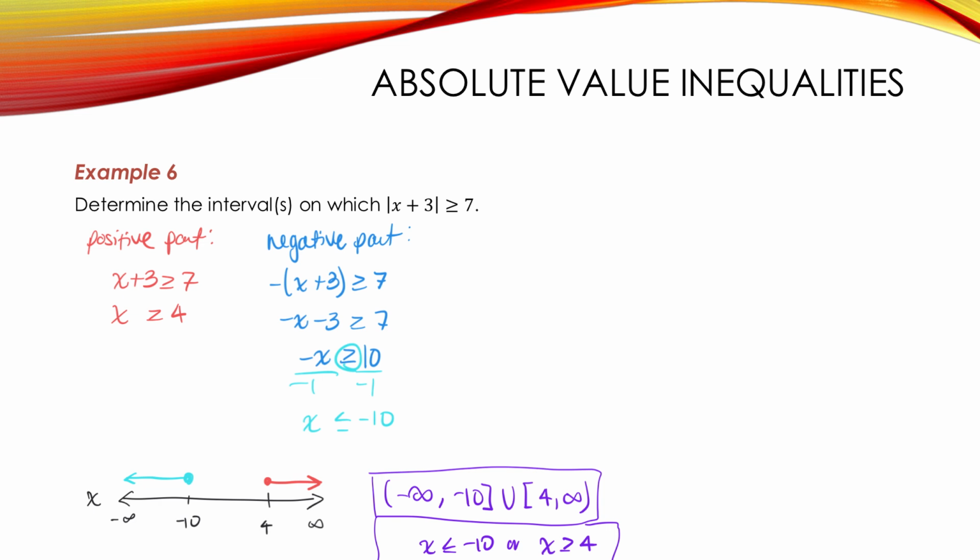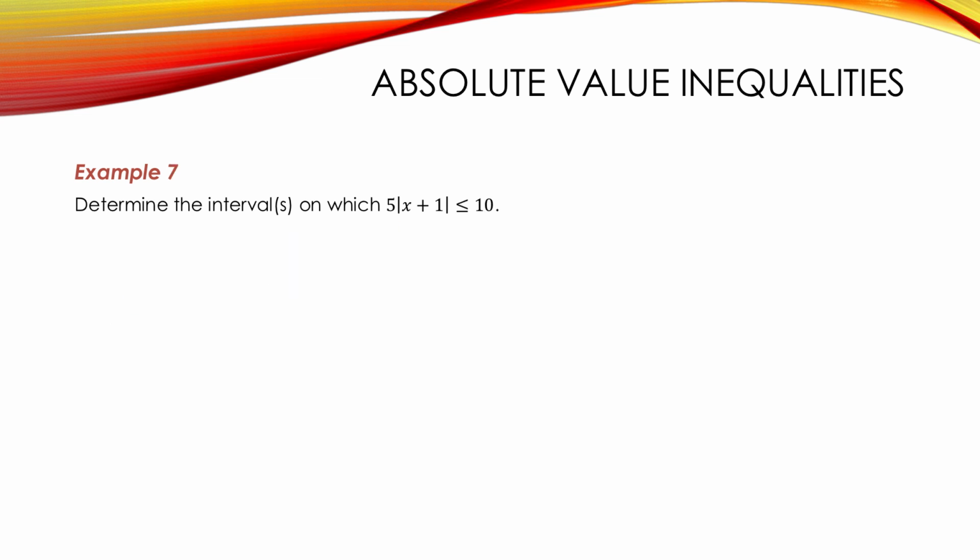So let's try a couple more and see how it goes. Try this one on your own. Pause and see if you can do this. I'll give you a hint. You have to get the absolute value of x plus 1 alone first, and it's currently multiplied by 5. So consider how you would undo a multiplication and start there. Well, let's see here. Hopefully you tried it and came back.